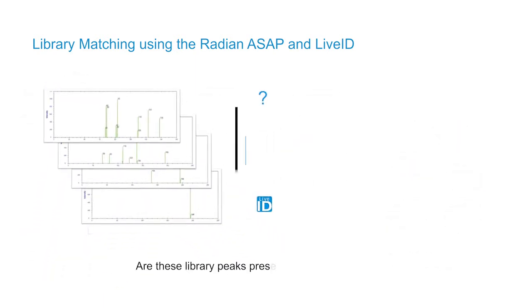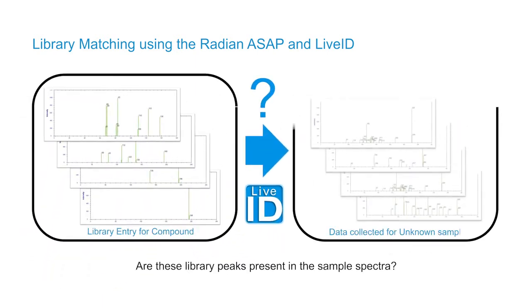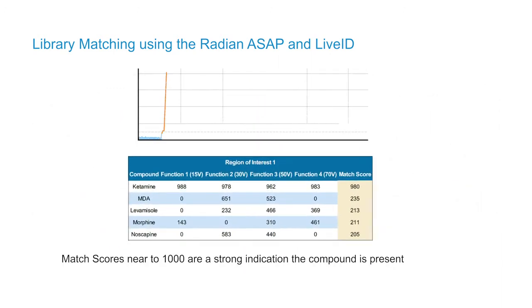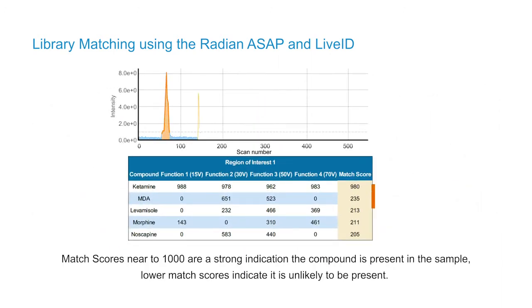By using multiple fingerprints for the same compound, we can get a much higher confidence in the match score. Spectral fingerprints of compounds of interest can be added to a library, and LiveID can then compare them to new samples where information about the presence or absence of these compounds is desired. LiveID generates a match score out of 1,000, where values close to 1,000 indicate it is likely the compound of interest is in the sample. Lower scores indicate it is unlikely to be present in the sample.